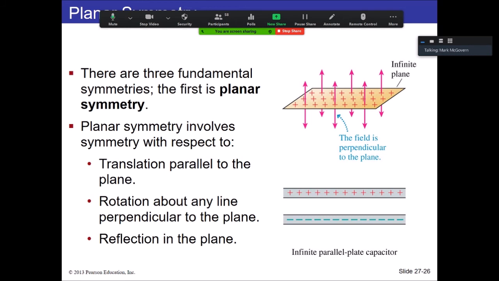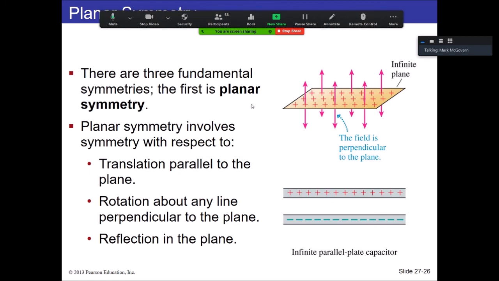A planar symmetry is one where translations don't change anything. You could rotate things in the plane. That doesn't do anything. You can reflect things through vertical axes. That doesn't change anything. So then your field would have to, again, match that. And so we already know what the field is. It's directly away from the plane of charge.